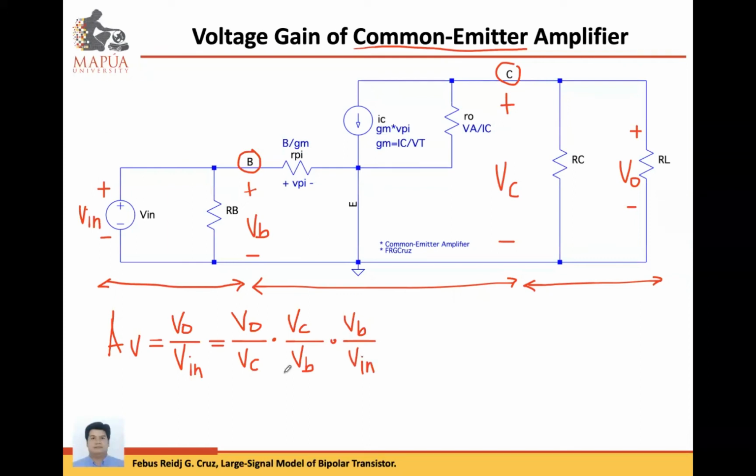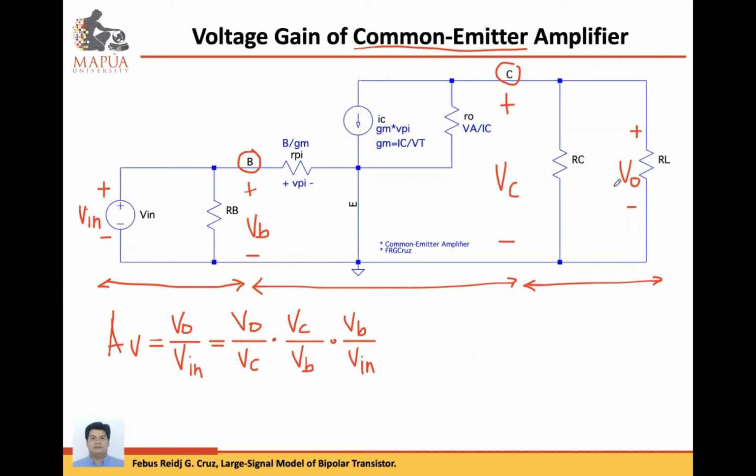All right. And you can double check. Kailangan mag-cancel out, no? VC canceled, VB canceled. So you will derive the overall equation, V out over V in. Okay? But syempre hindi natin ika-cancel out.